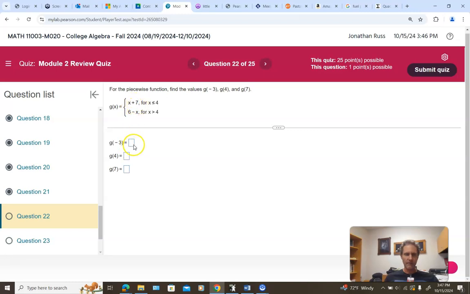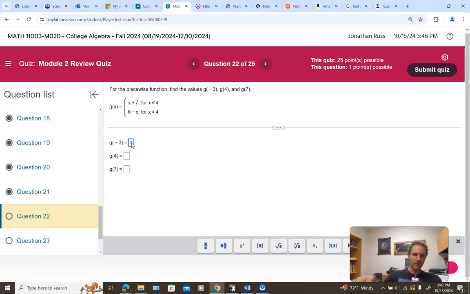So -3 plus 7 is going to be 4. And then whenever x is 4, well, we're using this top piece when x is less than or equal to 4. So I'm still using this top piece. So 4 plus 7 would be 11. And then finally, when x is 7, I'm going to use my second piece because this is for values of x that are strictly greater than 4. So if I plug a 7 in, I'd have 6 minus 7, which is -1. Okay.